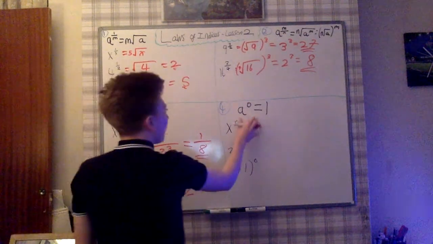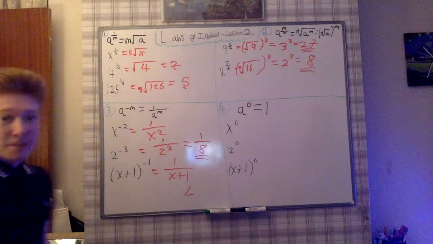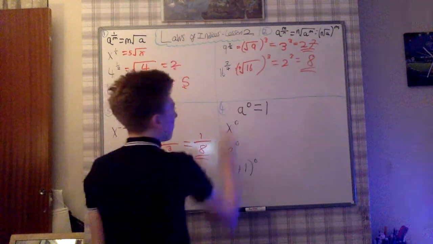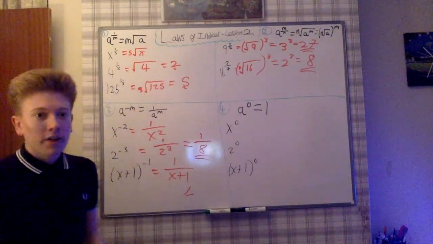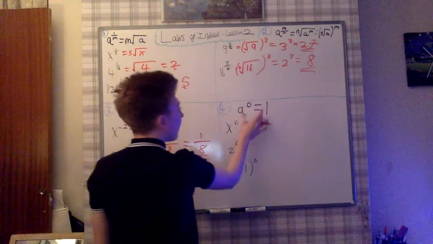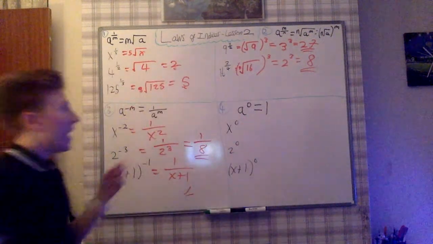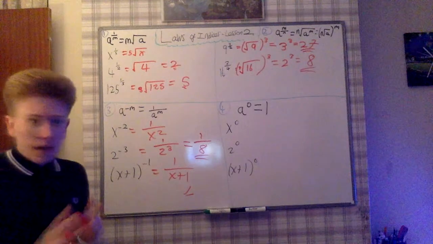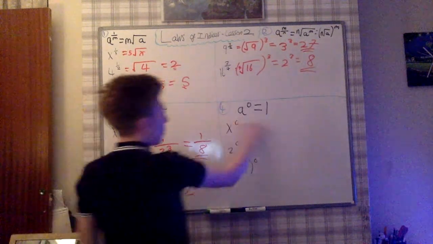Finally, we've left the most basic one until the end. Anything to the power of 0 is 1. Now you need to learn this. This is a crucial fact of indices. Anything to the power of 0 is 1. At GCSE or A level, this is fundamental.